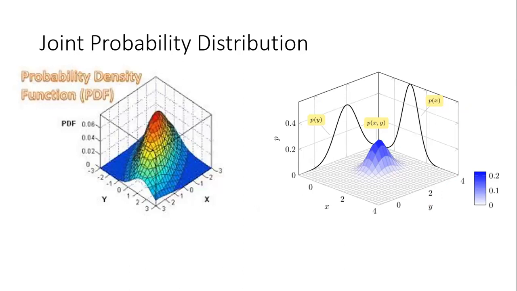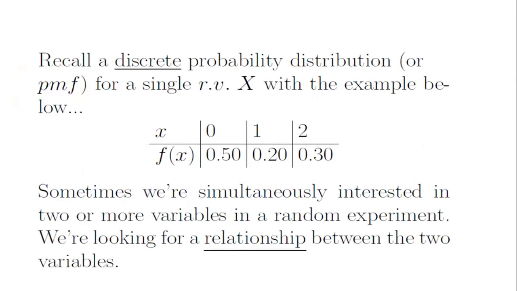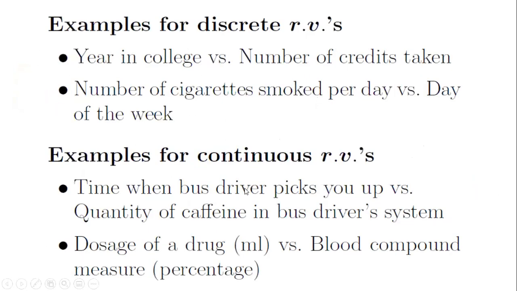Because remember one thing, in machine learning, string data does not mean anything. So in the end, you are supposed to convert strings to numerical values or just delete them. We don't have anything to do with strings. Okay? So just see this quickly. This is a discrete probability distribution function, which is called the probability mass function, if you remember. Just one variable and we have discrete outputs. But sometimes we are interested in the continuous case. For example, year in college versus the number of credits taken. I have two variables. Number of cigarettes smoked per day versus day of the week.